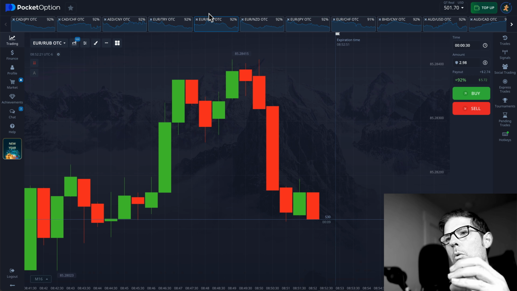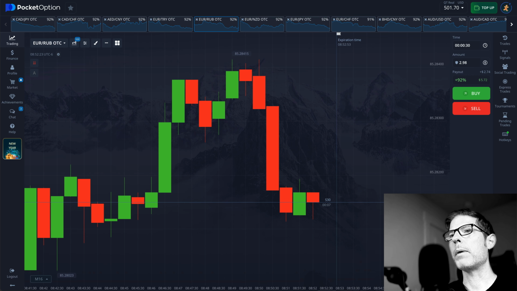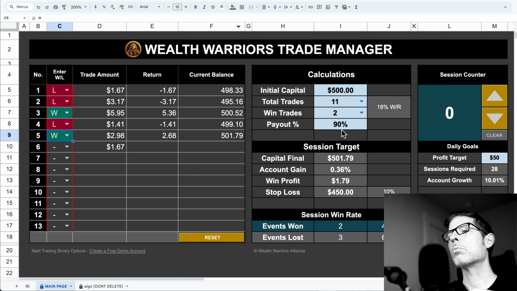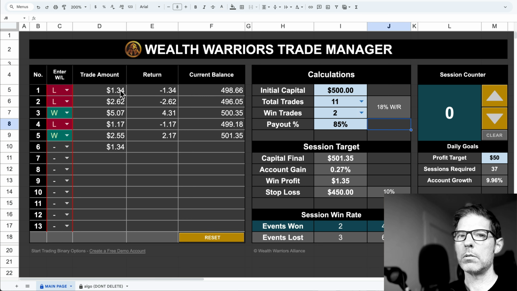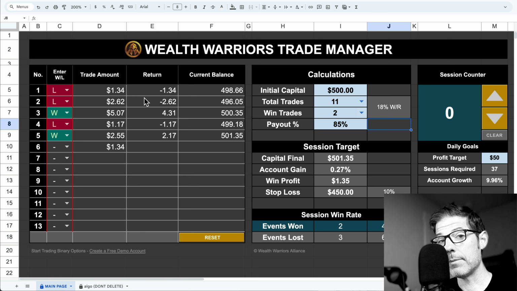So if these were to drop, I would still be able to come out and profit. Although when you lower the payout percentage, you're going to have a much smaller trade amount size, which in return could look like you're making less money. However, you are more protected.